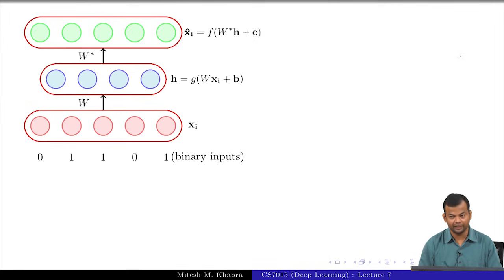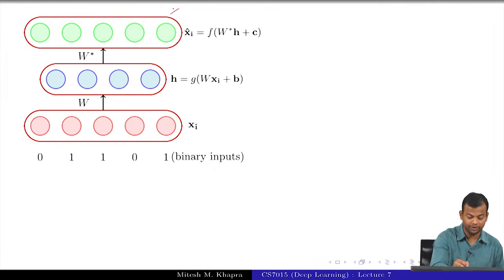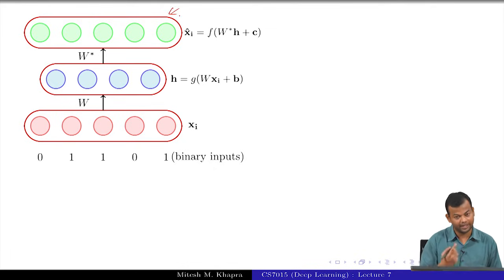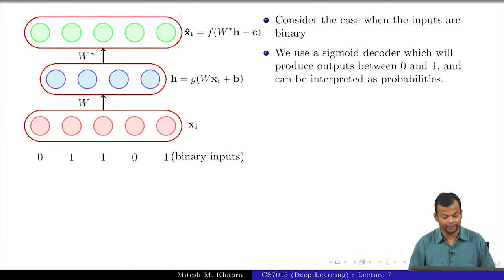Now let's look at the other case when we have binary inputs, okay. This is something different that we'll have to do here. So we'll now look at the second case where the inputs are binary, okay. First we looked at the case when the inputs were real numbers and hence your outputs also needed to be real numbers. Now we look at the case where the inputs are binary and hence your outputs also need to be binary, okay.